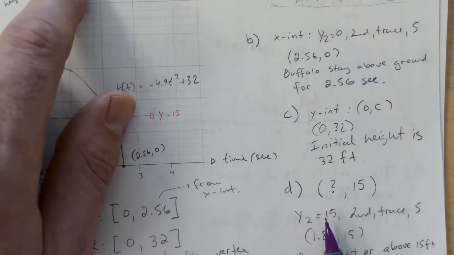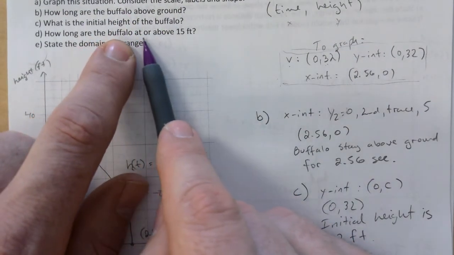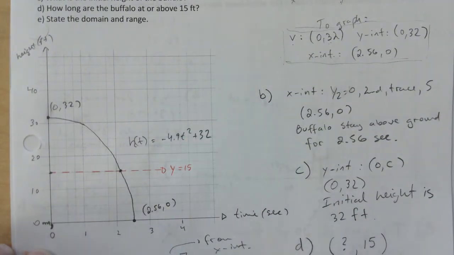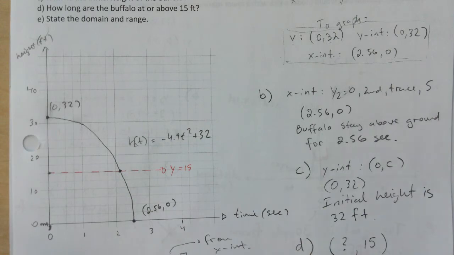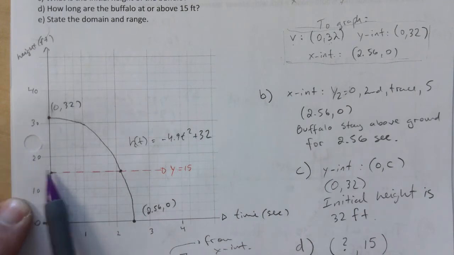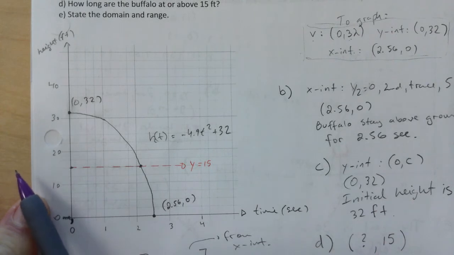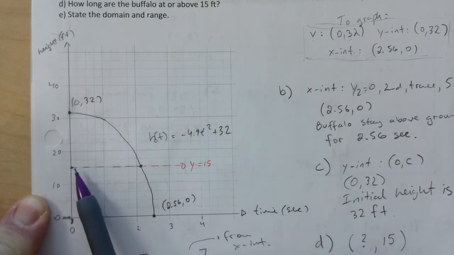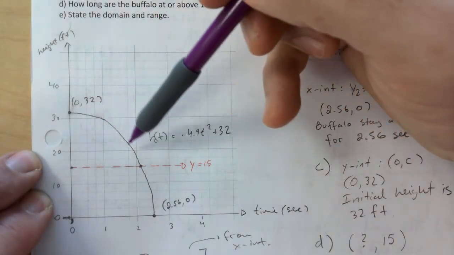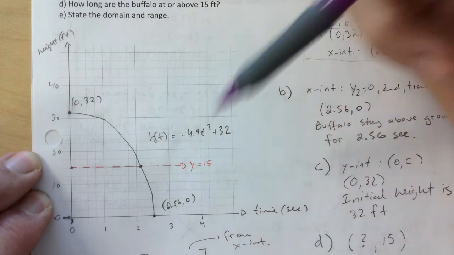And then D, it says how long are the buffalo at or above, so sorry, back up here, at or above 15 feet. So this is one where you might think, wait a minute, Mr. Dirksen, in my example you said at or above, how come I'm not subtracting anything here, right? Well, because anything back here where the curve comes back down, like that point on the left here, we do not consider it. You have to start here until here. So it's during this time that the buffalo were at or above 15 feet, right?